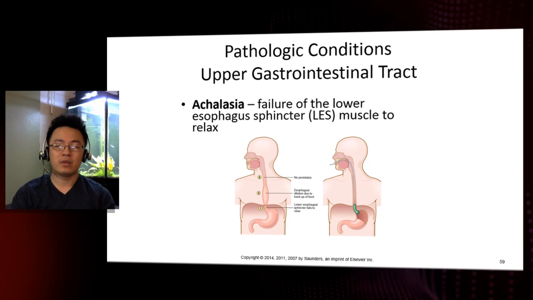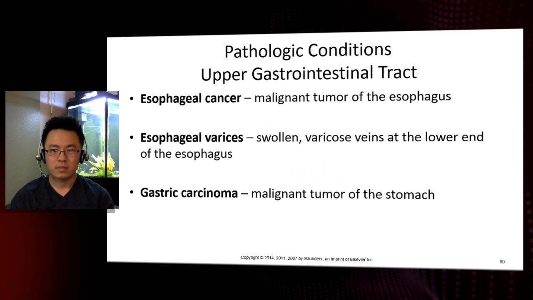Achalasia is a failure of the lower esophageal sphincter, or the LES muscle, to relax. As you can see here, as a bolus is going through, it doesn't relax, and so therefore it might end up getting some issues in this region. Another one here is esophageal cancer. Esophageal cancer here is a malignant tumor of the esophagus.